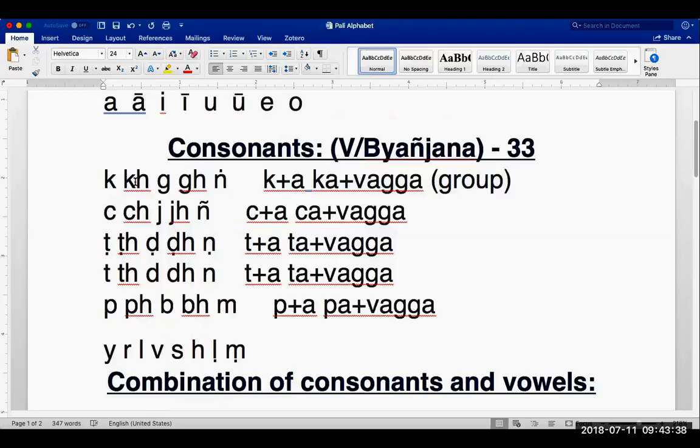So ka, kh, ga, gh, cha, ch, ja, jh, ta, th, da, dh, ta, th, da, dh, pa, ph, ba, bh. You see, the H sound is added there, extra added. Pa, ph. So this one, ta, th, da, dh, n. Okay, n also.